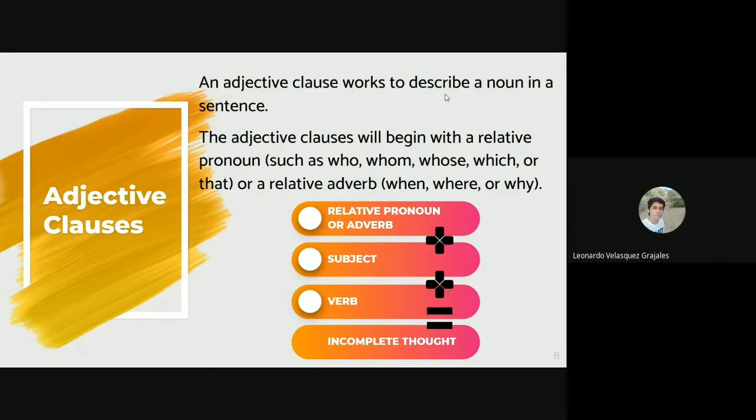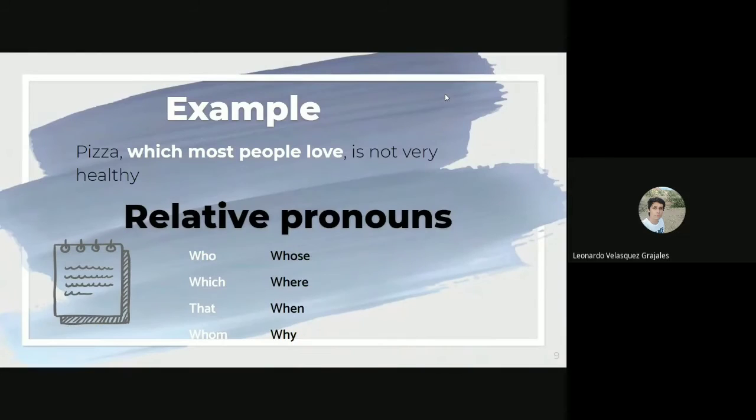So the pattern looks like this. Relative pronoun or adverb plus subject plus verb, and as a result we have an incomplete thought. So let's look at the example. Okay, let's start with: the pizza, comma, which is a relative pronoun, most people love, comma, is not very healthy. So we have a list of relative pronouns that I mentioned before. So let's continue.